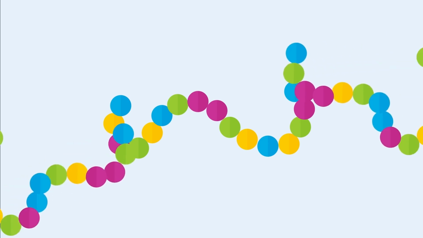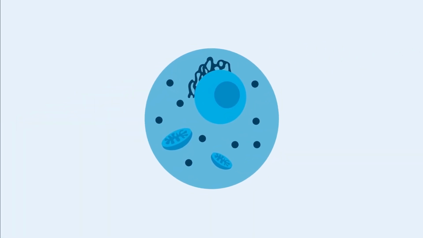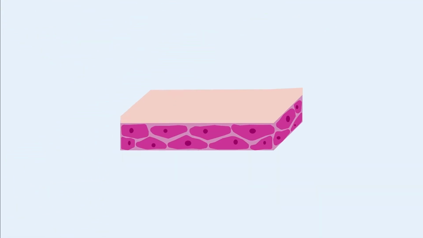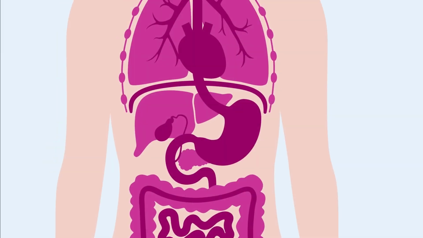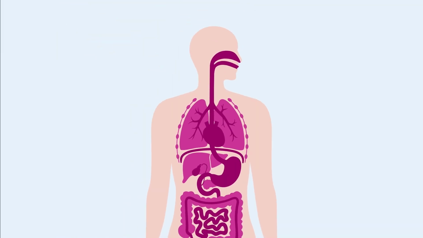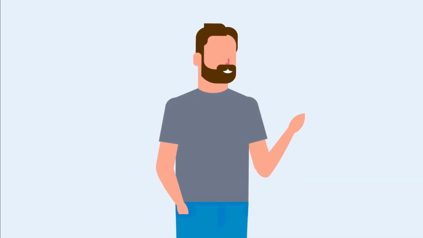Groups of proteins come together to form cells, which are the basic unit of all life. Cells team up with one another to make tissues, which combine to make organs. Groups of organs form organ systems that perform important functions in our bodies. All of these organ systems make an organism, or a living thing.